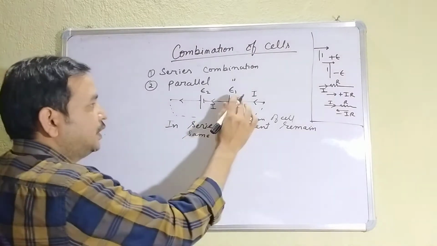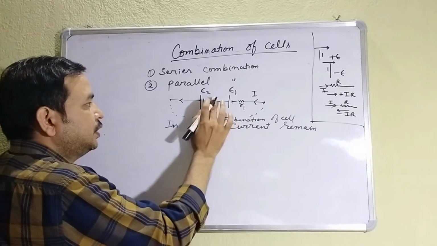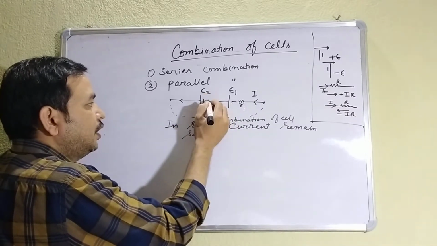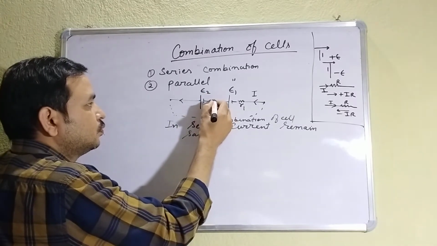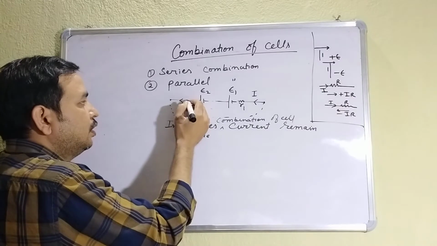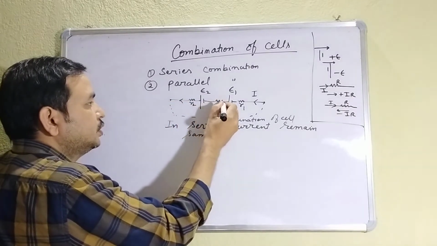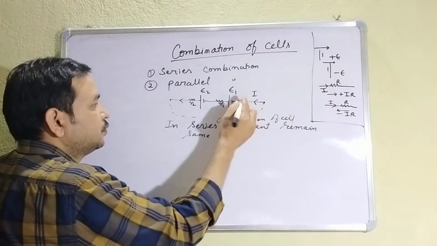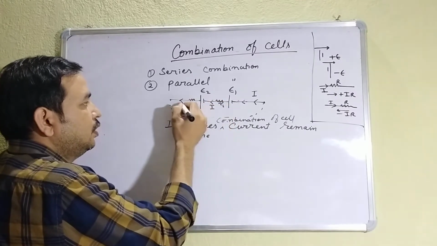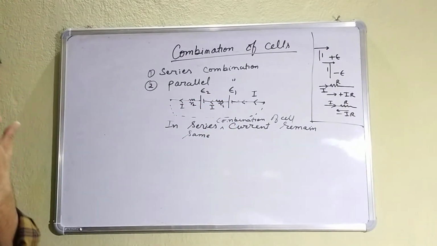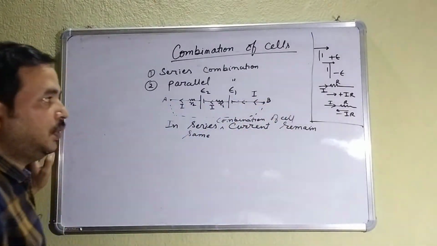Suppose this cell has internal resistance R1 and this cell has internal resistance R2. Generally internal resistances are taken here. This is R2 and this is R1. Okay. Now current is flowing like this. Here also I, here also I. Now suppose this is the point A and this is the point B.